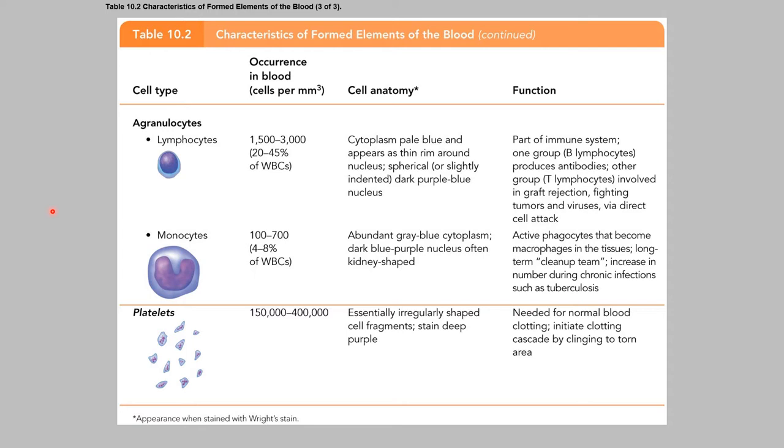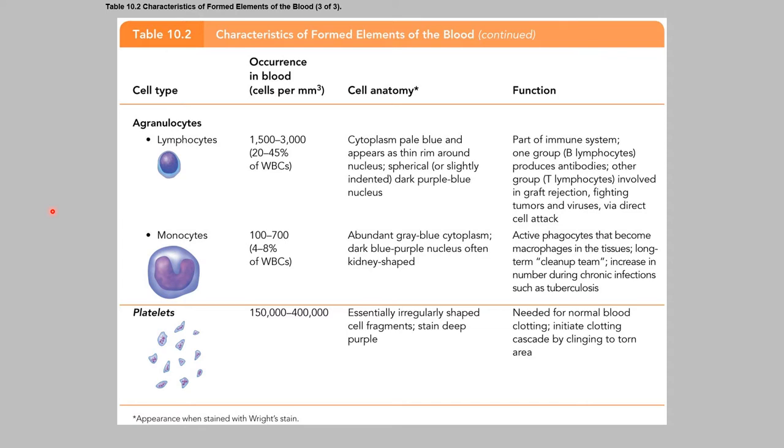Lymphocytes play a role with the immune system. You have B lymphocytes and T lymphocytes. The T lymphocytes are going to be involved with fighting infections, kind of a direct cell attack, and then the B lymphocytes produce antibodies. So they're both involved with your immune system.